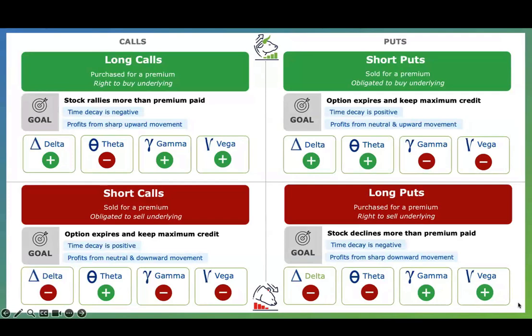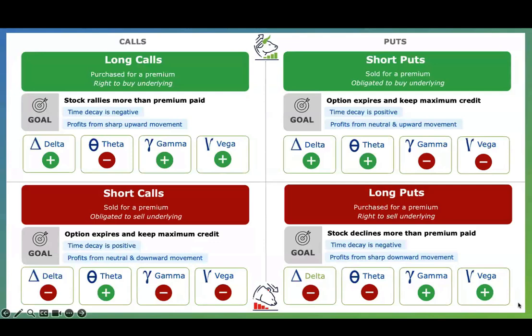So what we need to know for this session: long options, regardless if it's a call or a put, are purchased for a premium, which means that we own the execution rights, but that means we are profiting from a sharp movement in our directional bias. We really want it to move quite a bit. We are expecting a movement of some sort. We are speculative. So sharp movement, extremely important there. Because of that, it's purchased for a premium. We want to sell it at the highest price possible. Time decay is something that we do not benefit from.